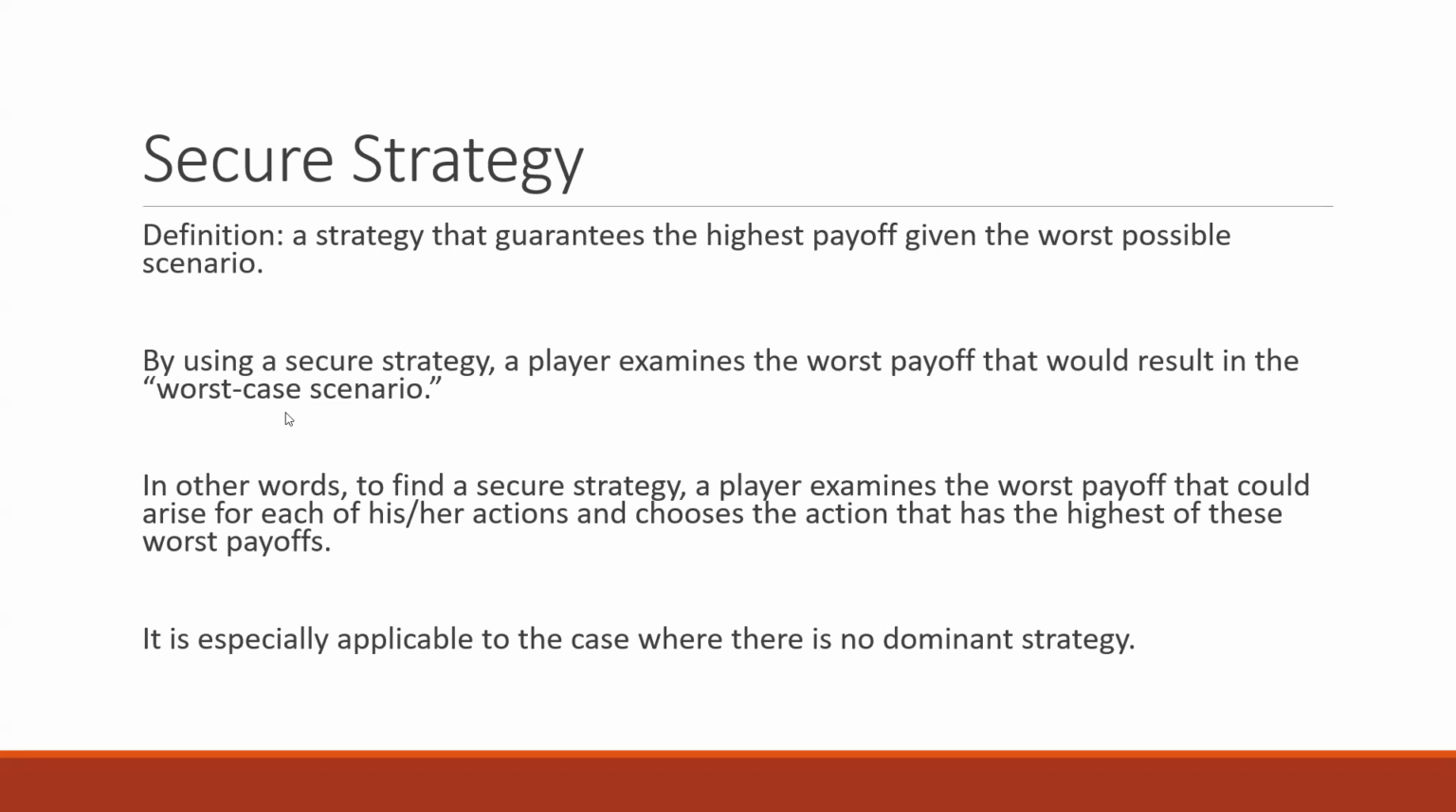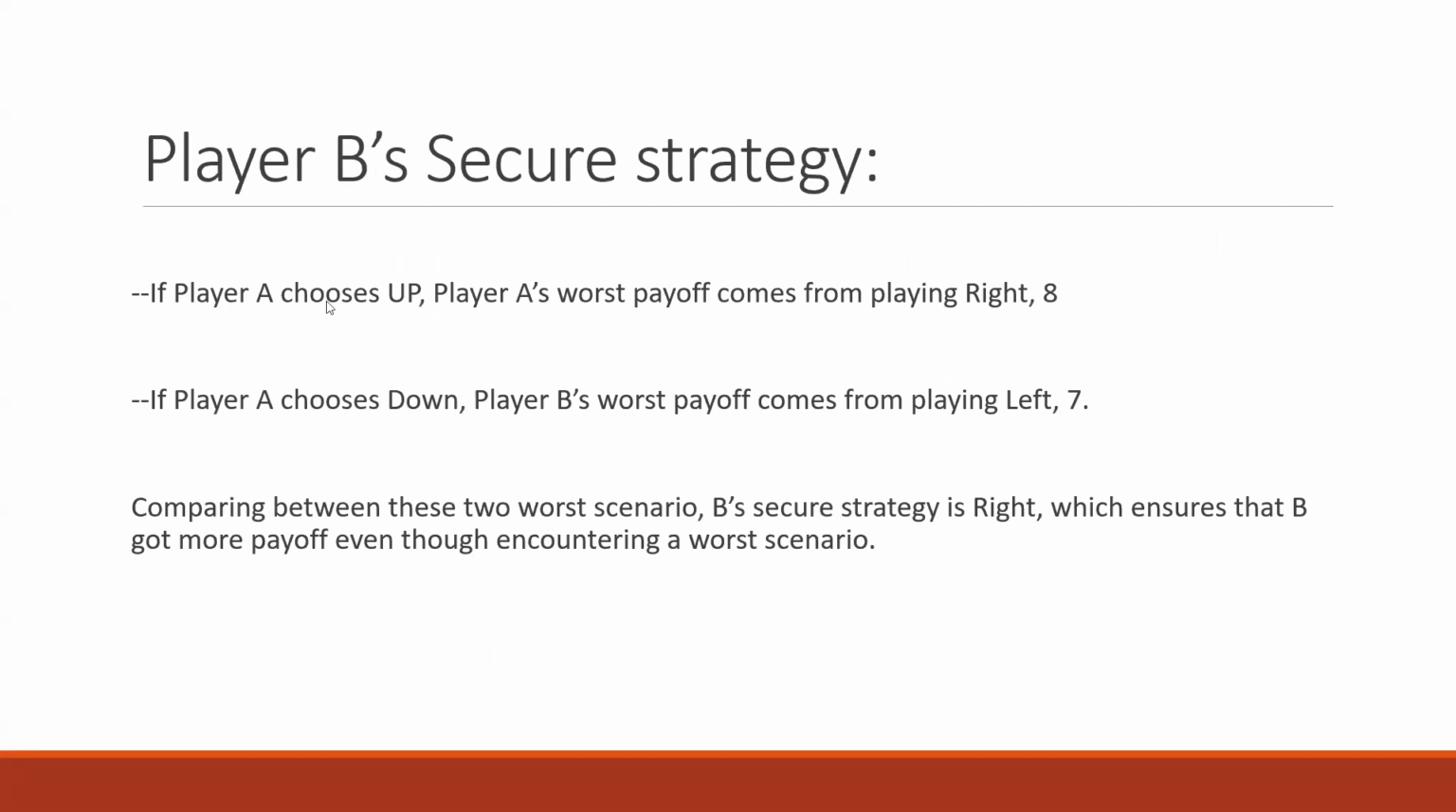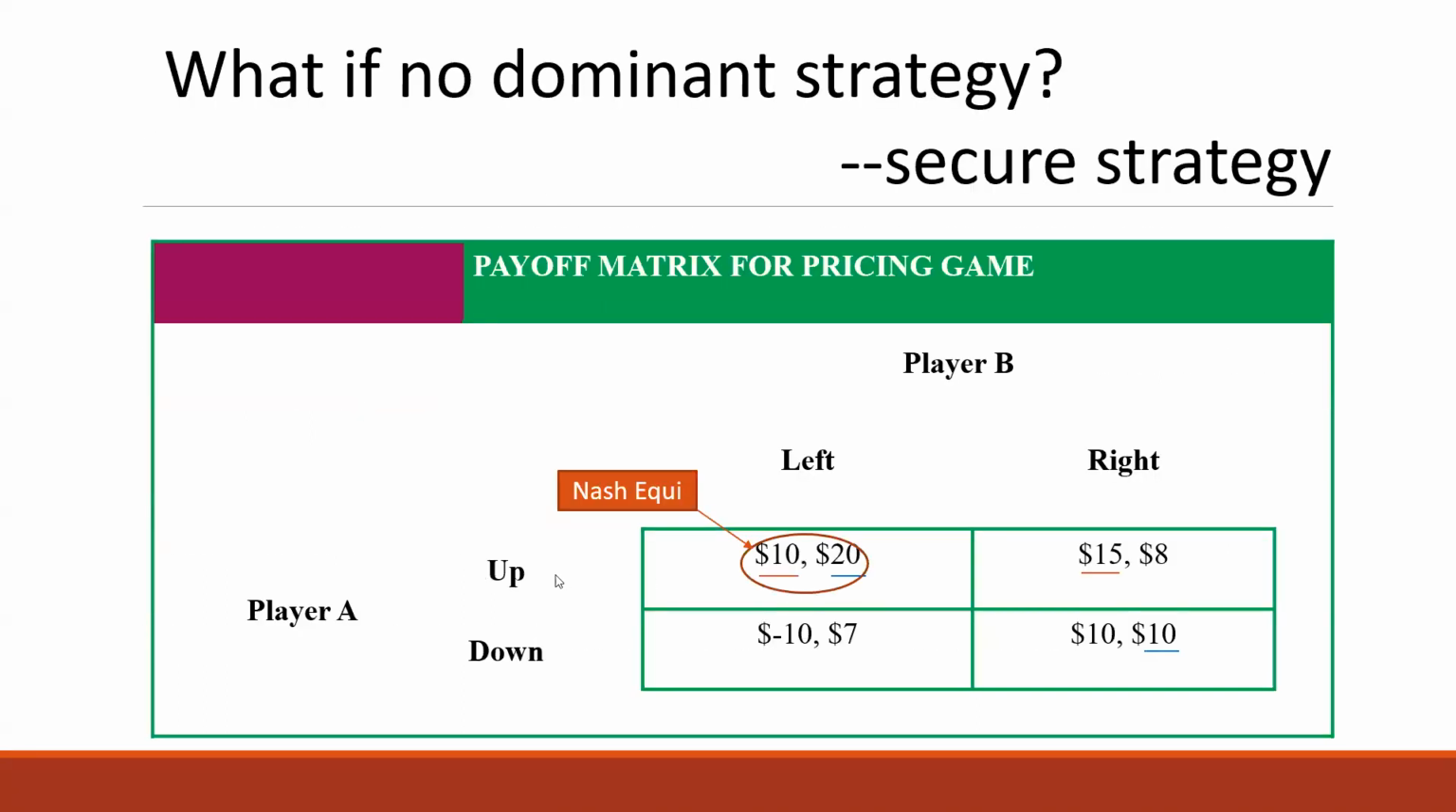Okay, and here let's take a look. What does that mean? For player B, you're actually seeing the two scenarios of player A. So if A chooses to play up, what is the worst scenario? That is when you mistakenly choose to play right and you receive 8. That's the worst scenario when player A plays up. And when player A plays down, the worst scenario is now as player B, you mistakenly choose to play left and receive 7. 8 is higher than 7. So playing right is a secure strategy.